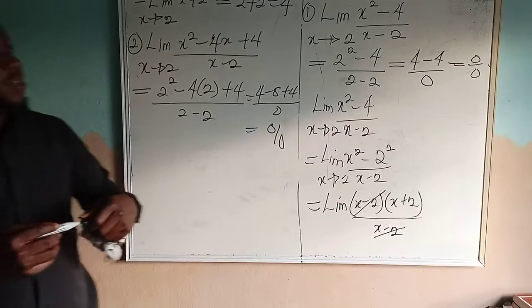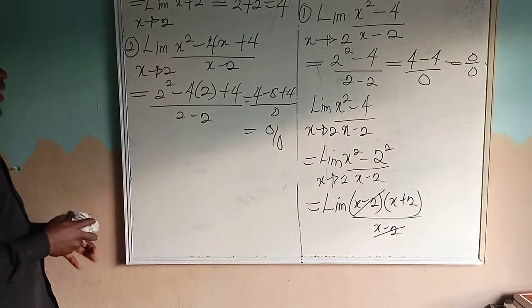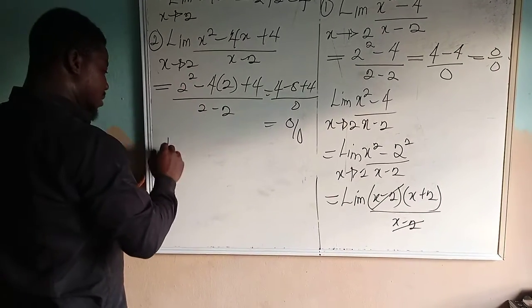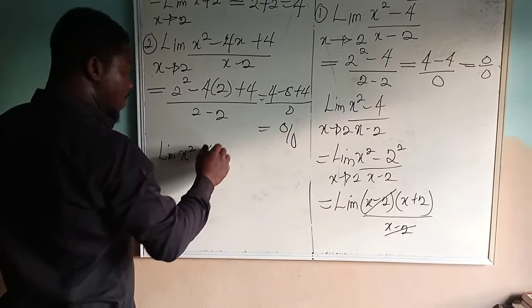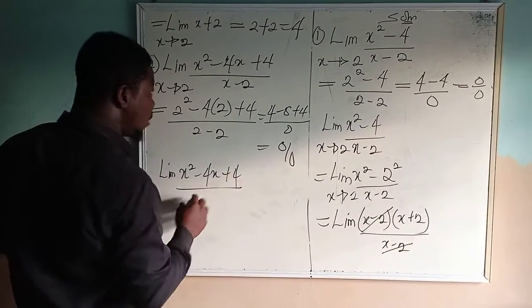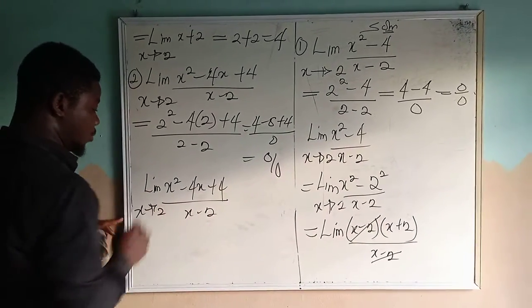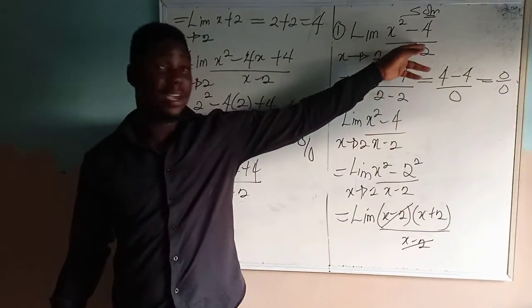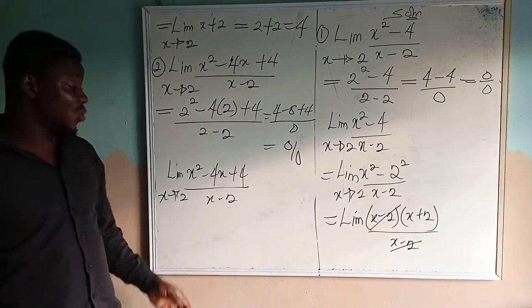And I told you that 0 over 0 simply means you do something, okay? So now, what do we do here? Let's look at this. You bring down your function, which is the limit of (x^2 - 4x + 4) over (x - 2) as x tends to 2. Now, this is different from the previous one, so you cannot apply the same idea of difference of two squares to this.